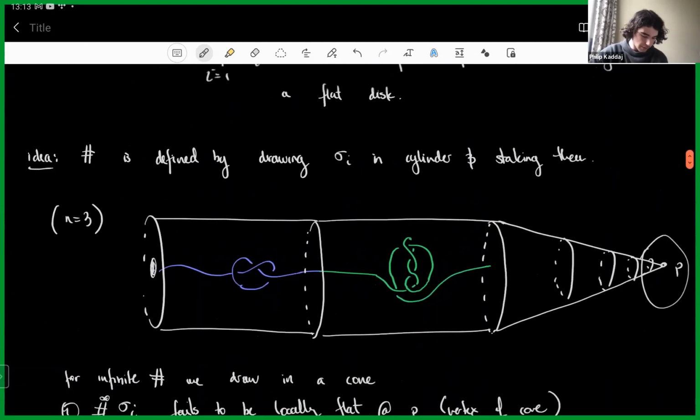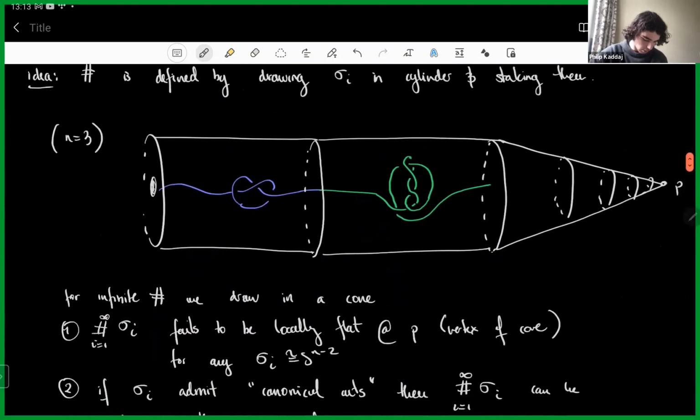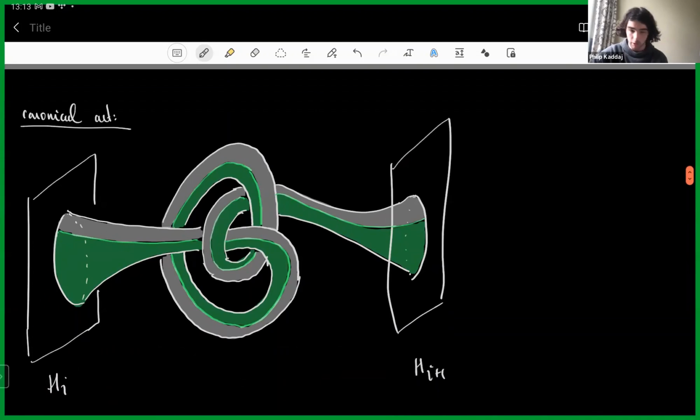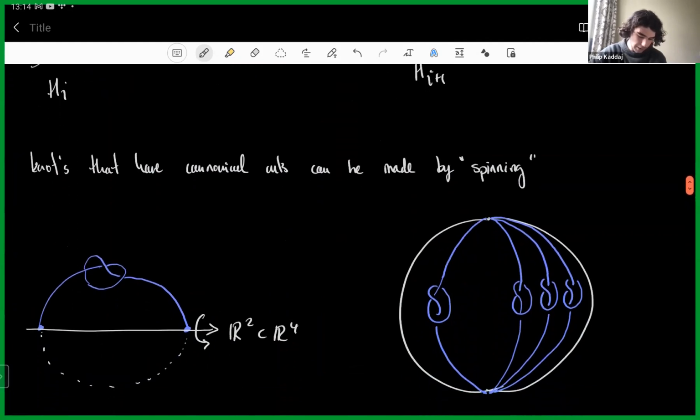Okay, so which particular knots admit this? What are the criteria on these knots? So he calls this canonical cut. This is a picture of some knot in one of the cylinders, and this statement can be made precise, but essentially what he means is that we can cut this sphere into two disks, and we can flatten each disk within the cylinder Hi plus 1. There are quite a lot of knots for which this is possible, and the example that he gives is knots that are obtained by spinning.